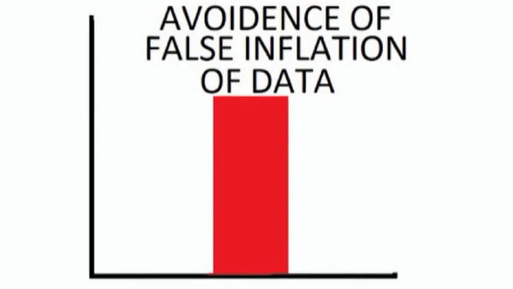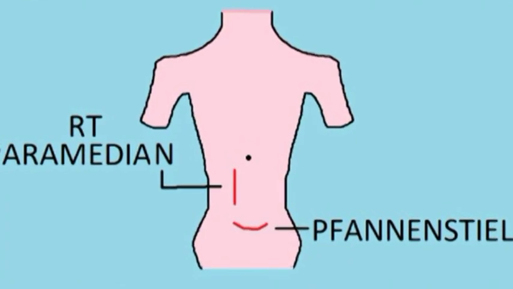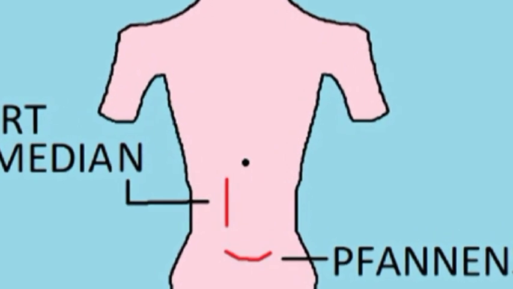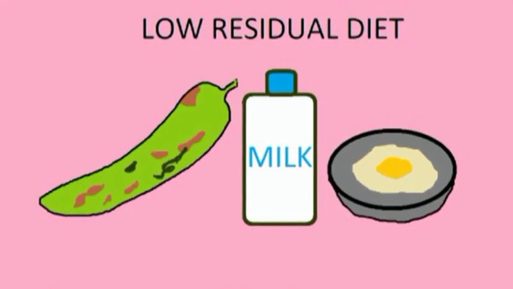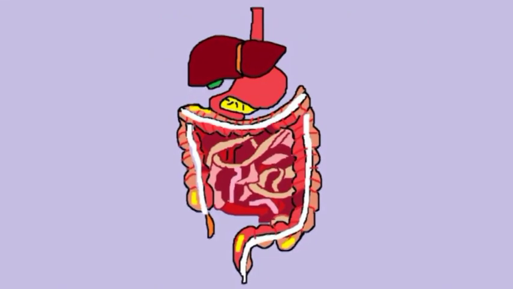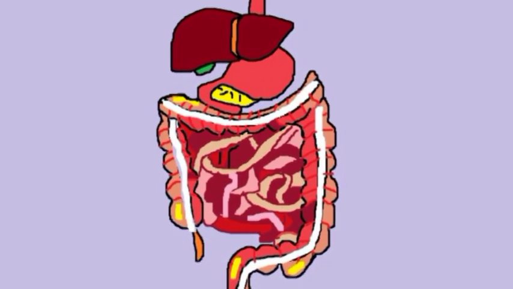For instance, if a patient had undergone laparotomy with a right paramedian incision and a caesarean section with a Pfannenstiel incision, only the right paramedian incision was considered because the probability of having para-umbilical adhesions is more with this type of surgery and incision. A 48-hour low residual diet is given to the patient before surgery. Mechanical bowel preparation was done except in emergency cases.